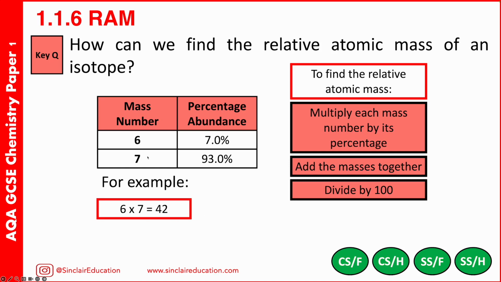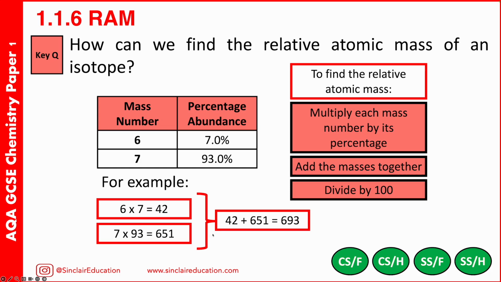So, for example, we'll do 6 times 7 plus 7 times 93, which gives us a total of 693. Divide that by 100, and the mass of this element will be 6.93. Notice it's a value that is between the mass numbers that we've been given. So you multiply your mass by percentage abundance, add them together and divide by 100. And it's a really common exam style question that comes up.